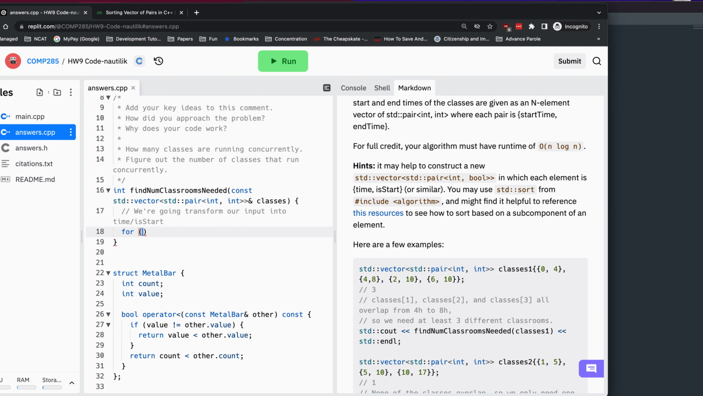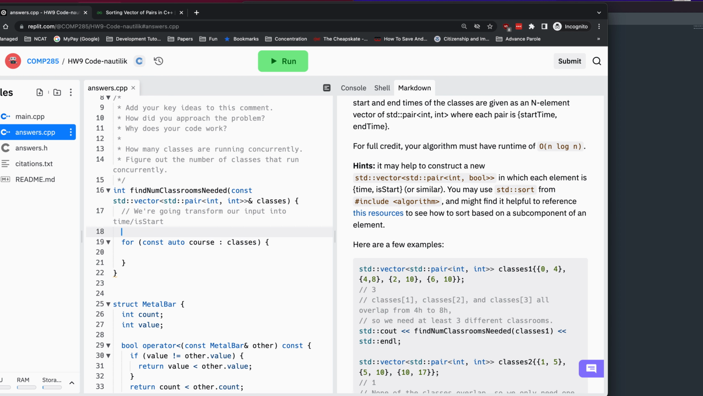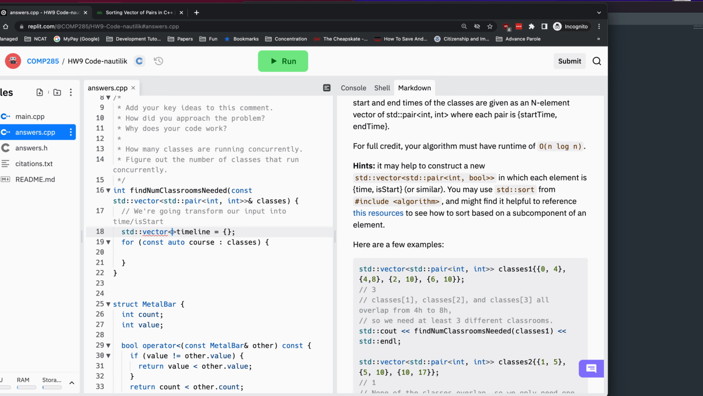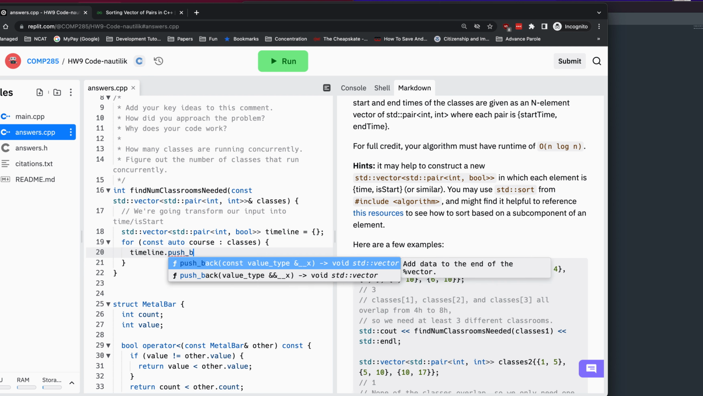So for, let's call it course in classes, we are going to have a timeline that's going to start out as empty. It's going to be, like the hint suggests, a vector of pairs of ints and booleans. Okay. And what we'll do is we'll say timeline dot push back.